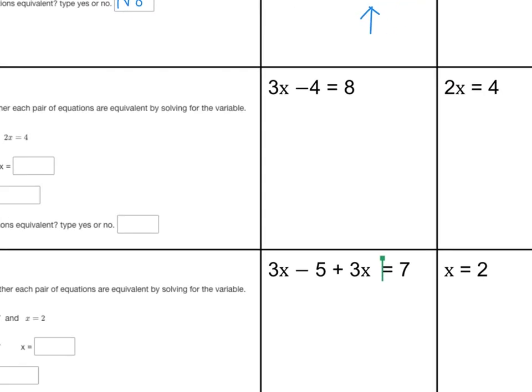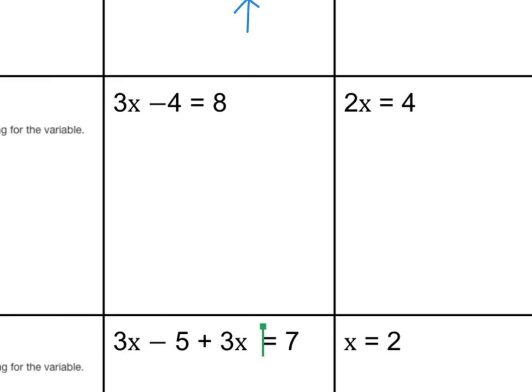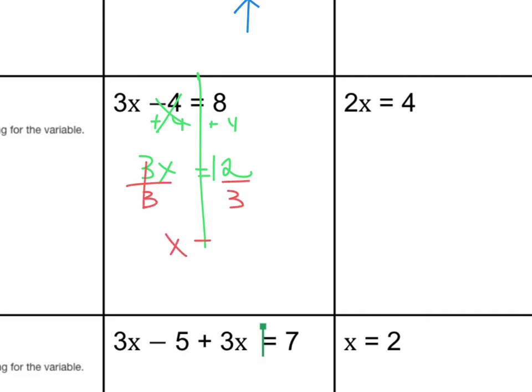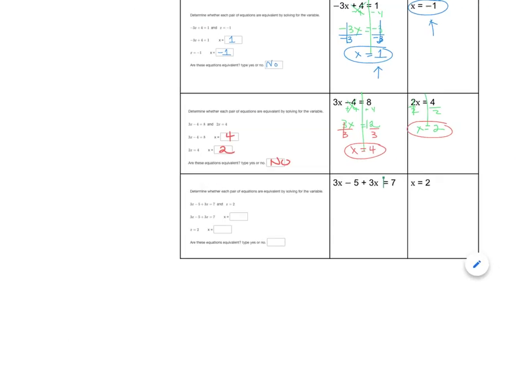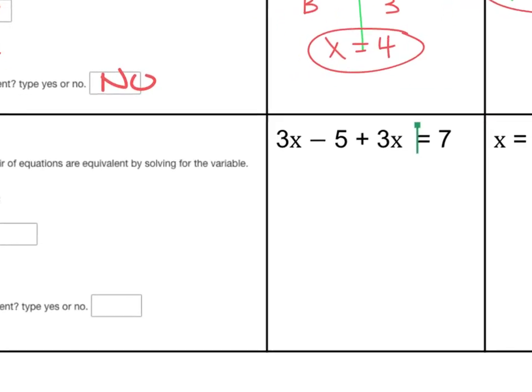Okay, so now let's look at the next one. Add 4 to both sides. That gets rid of that. That gives me 12. 3x. Divide by 3. 1x equals 4. Over here, divide by 2. 1x equals 2. So are those equal? No. So the first one was 4, the second one was 2. They are not equal. Oops, there's my little cursor, sorry on that.